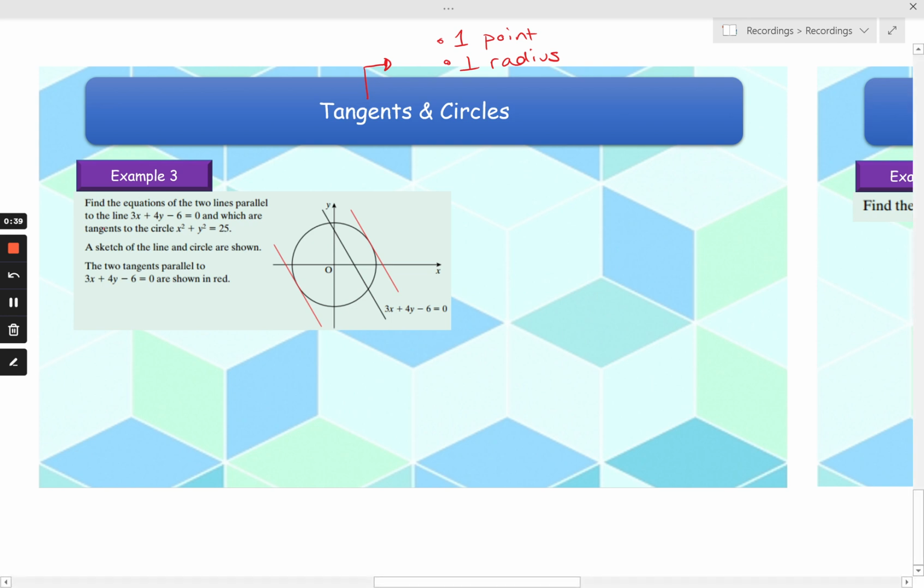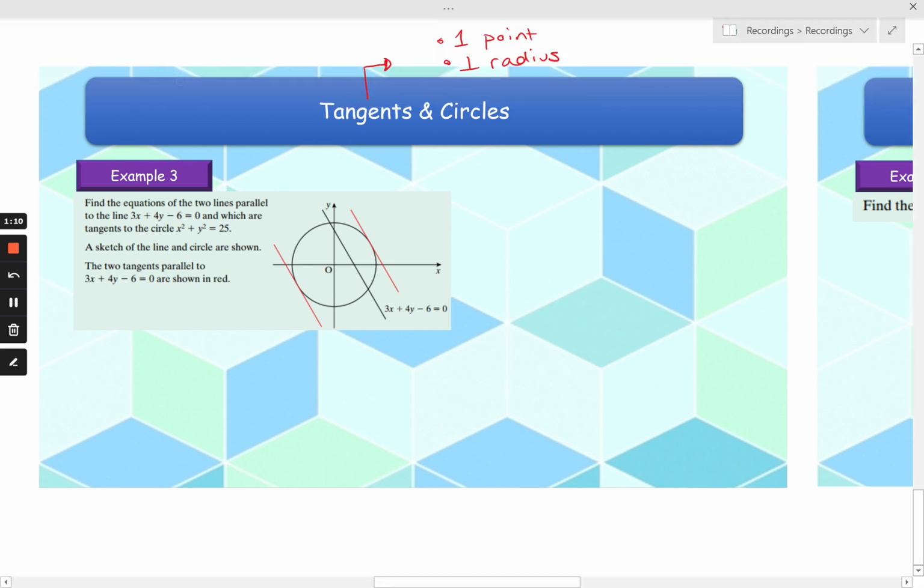So in example 3 here, which you'll find in your notes booklet, it says find the equations of the two lines parallel to the line 3x + 4y - 6 = 0, and which are tangents to the circle x² + y² = 25. A sketch of the line and the circle are shown on the right. The two tangents parallel to 3x + 4y - 6 are shown in red.